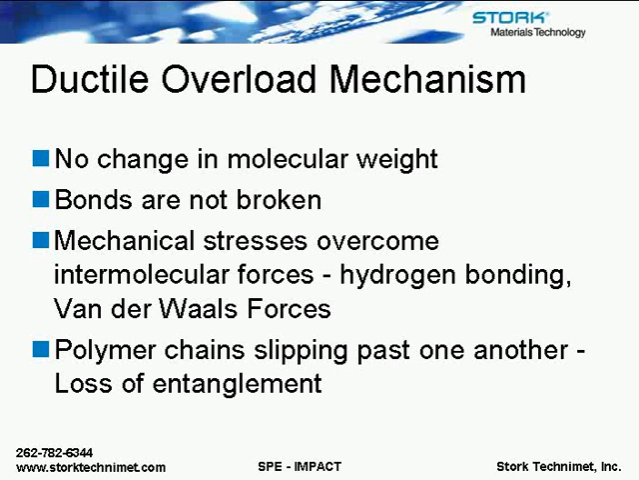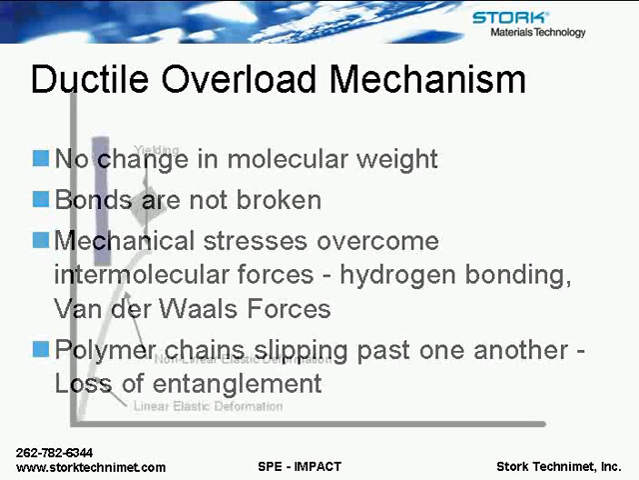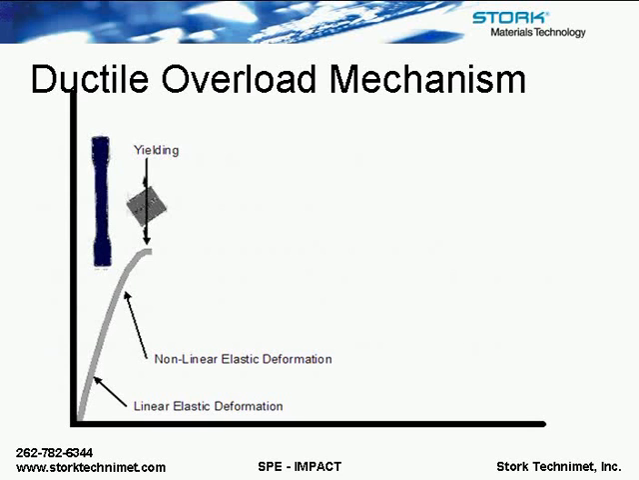No carbon-carbon or backbone bonds are broken. The mechanical stresses simply overcome intermolecular forces like hydrogen bonding and van der Waals forces, which results in polymer chains slipping past one another. Basically, it's a disentanglement mechanism. That's how plastic materials break. And to illustrate that, we've got basically a representation of a tensile curve. We've got our tensile bar here, and then we've got a molecular structure there. And we're going to walk through this, and we're going to see what happens on a molecular level and on a macro level to the tensile bar.